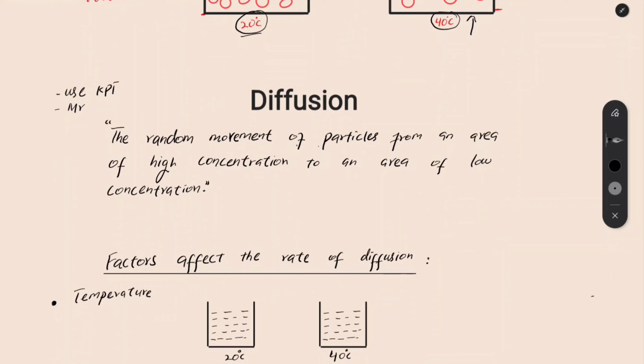Now diffusion. What is diffusion? According to kinetic particle theory, as we have learned in our last lesson, every particle in any state is always in motion, right? This is kinetic particle theory, and we have to use this concept to define diffusion. So diffusion is the movement of particles from higher concentration to lower concentration.